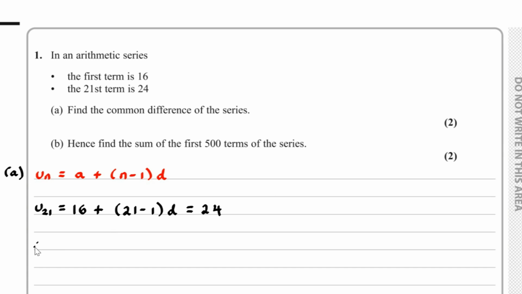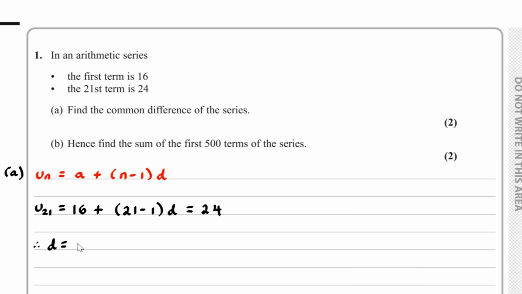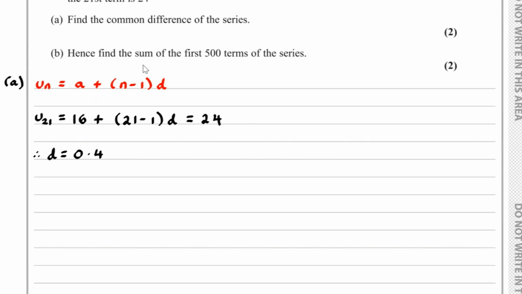If we attempt to solve for d, 24 minus 16 divided by 20, that gets us 0.4. So d, the common difference, is equal to 0.4. Now for part B, hence find the sum of the first 500 terms of the series.